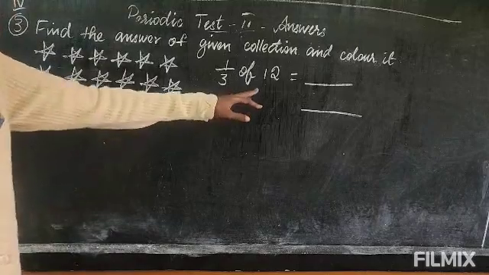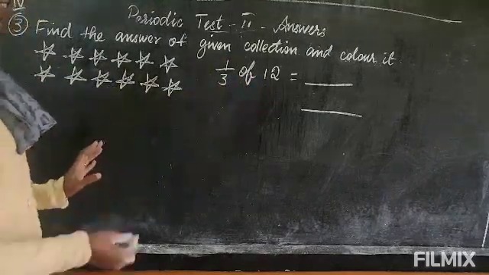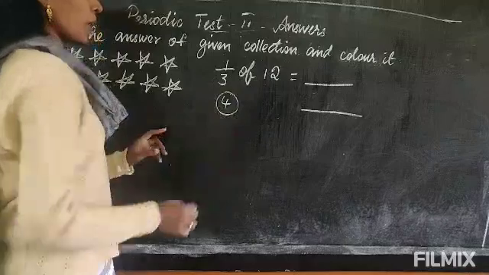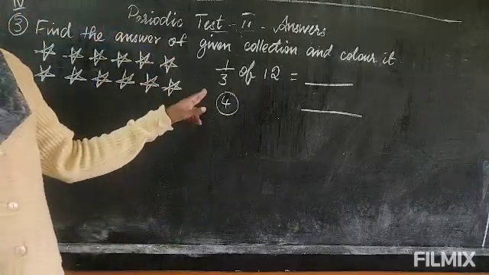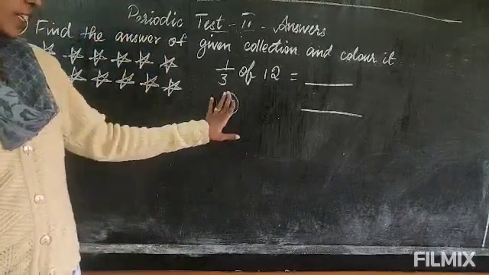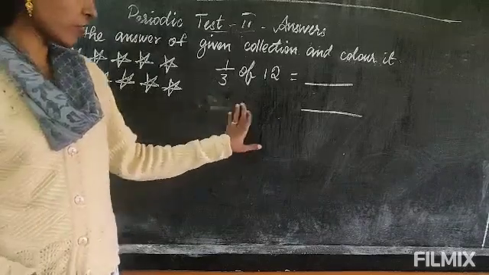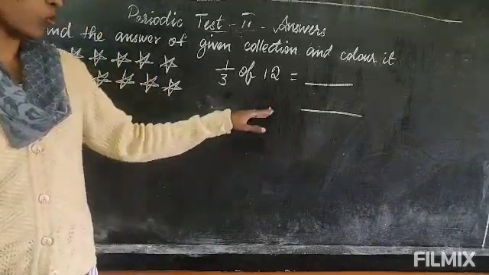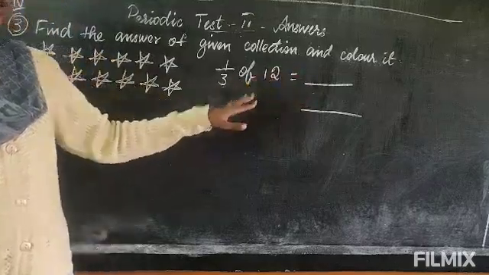See, 1 by 3 of 12, some of you have written directly the answer 4. But you see the mark here is 2 marks, it carries 2 marks. If you just write the answer, I can give only half mark. And I have given you 2 dashes also. Then you don't know what I should write here and here. You have to write the calculation.